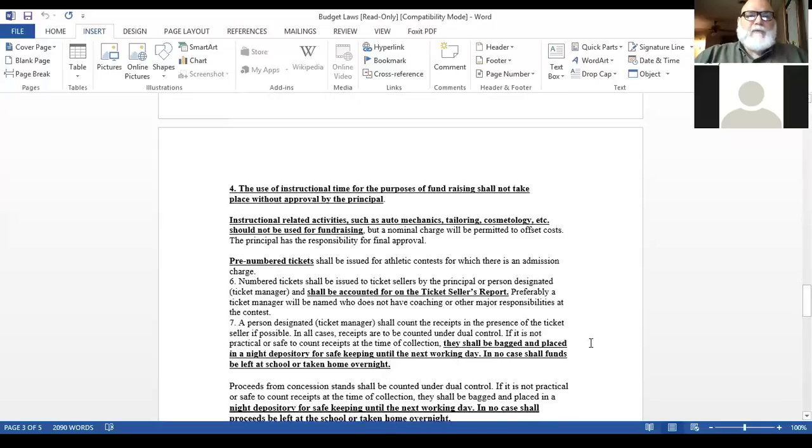Instructional related activities such as auto mechanics, tailoring, cosmetology should not be used for fundraising, but a nominal charge will be permitted to offset costs. That goes back to the carpentry fellow. You're not supposed to be doing that as a fundraiser. You do it as a learning guide. You sell the house in the end, and you can get your cost of your materials back, but you're not supposed to be doing those things to try to make money or fundraising.